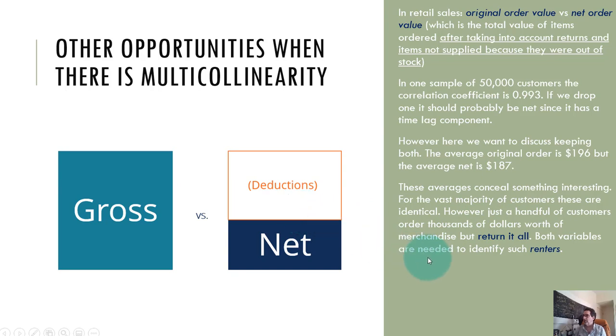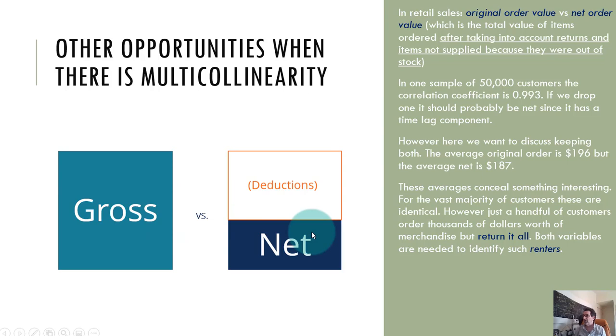Both variables are needed to identify such renters. In the industry, they're called renters. So how do we identify those transactions? Well, in most rows, this is going to be identical to this, but there are going to be a few rows in our data set, maybe only 1%, where this is very different from this. So in 99% of our rows, this will be equal to this, and in just 1%, the gross will be very high, but the net will be like 0.